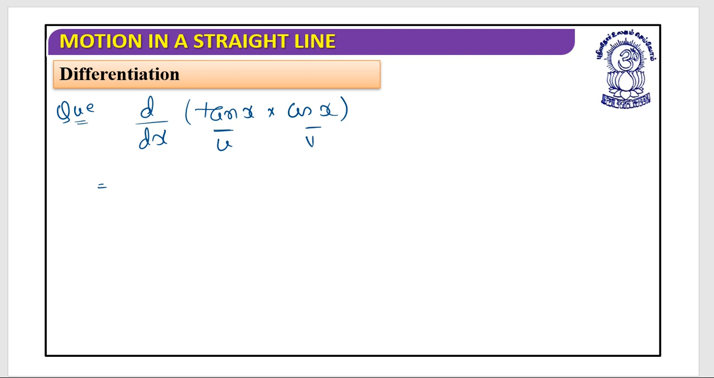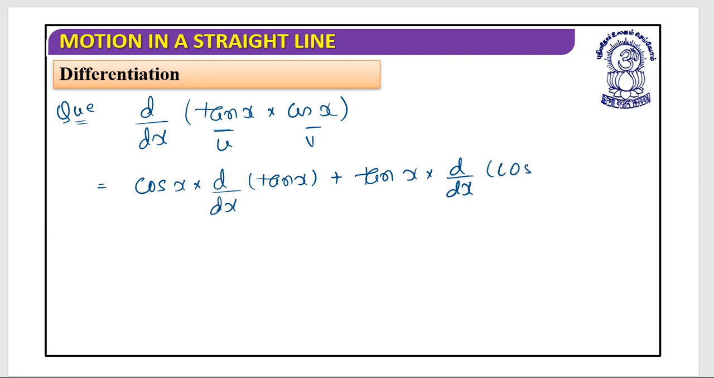So this is equals to, you can write cos x as it is, and you need to differentiate tan x, plus you need to write tan x as it is, and you need to differentiate cos x. So this is cos x into d by dx of tan x. d by dx of tan x, what was it? Yes, it is sec square x, plus tan x into d by dx of cos x, it is minus of sin x.